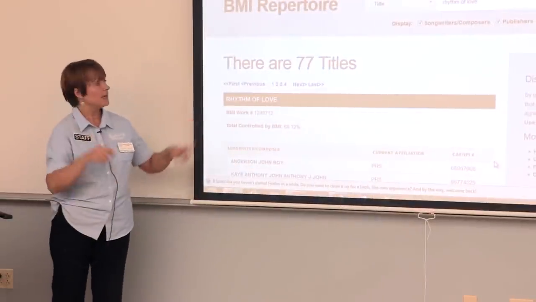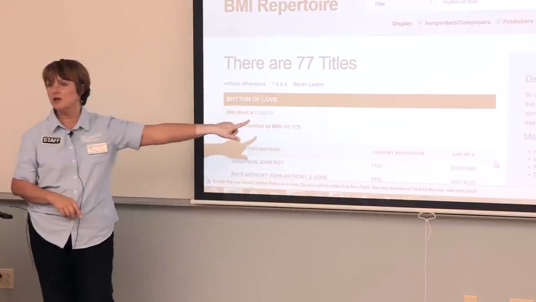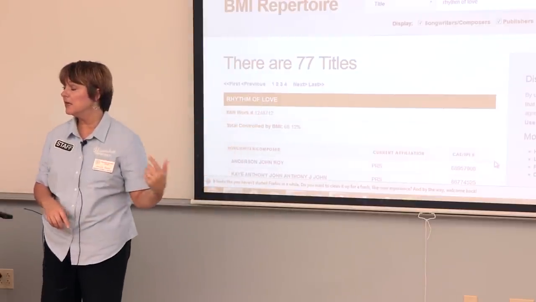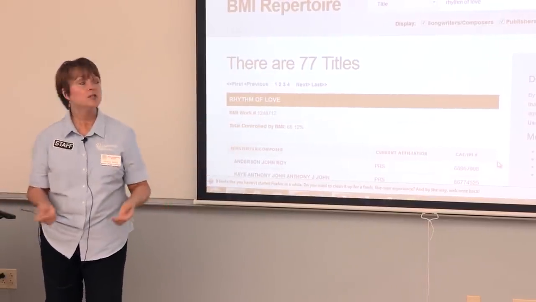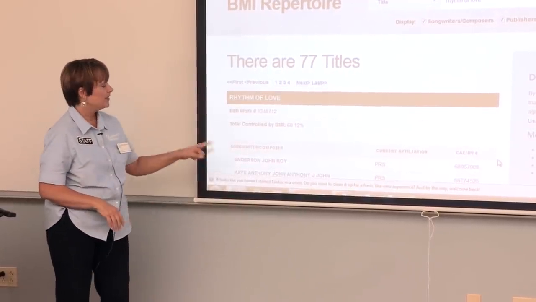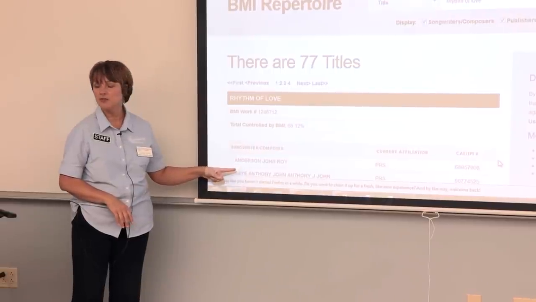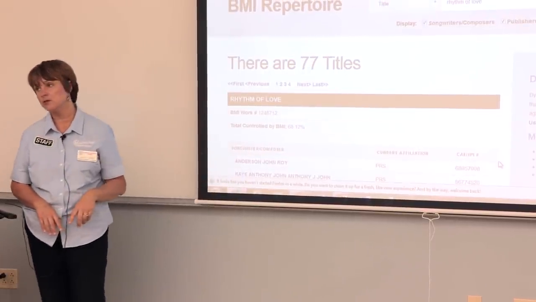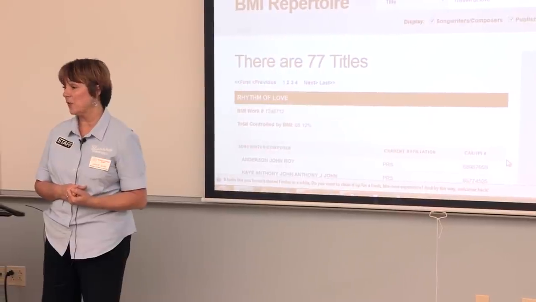Rhythm of Love, great example, 77 titles or 77 songs, and as we learned previously, song titles are not copyrightable. So you can write a song called Rhythm of Love. Everyone in this room can do that. This is where the composer information on your request form is so important, so that I need to clear the right song.